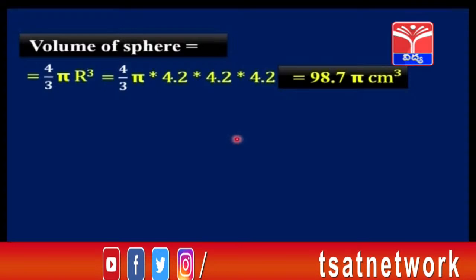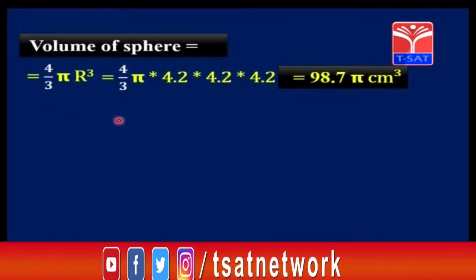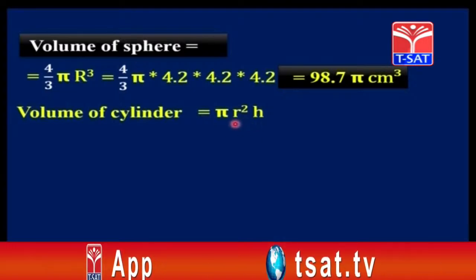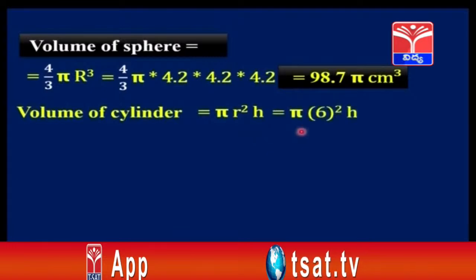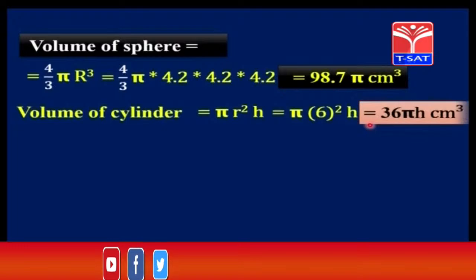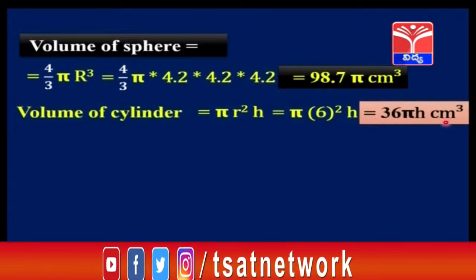Now, in the same way, find out the volume of the cylindrical beaker. So the volume of the cylinder is pi r square h. Put the pi value and h value as it is, and substitute the r value, which is given as 6. So 6 square means 36. 36 into pi into h is 36 pi h centimeter cube.